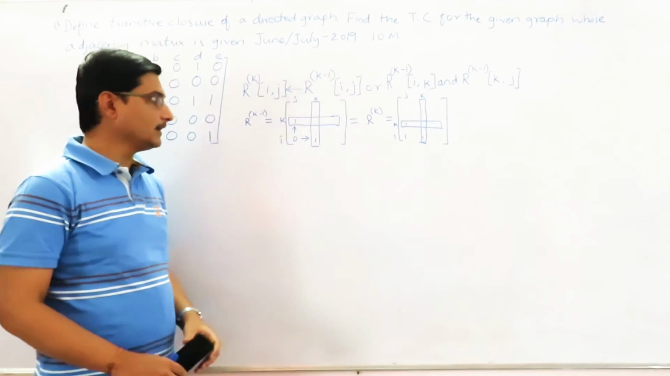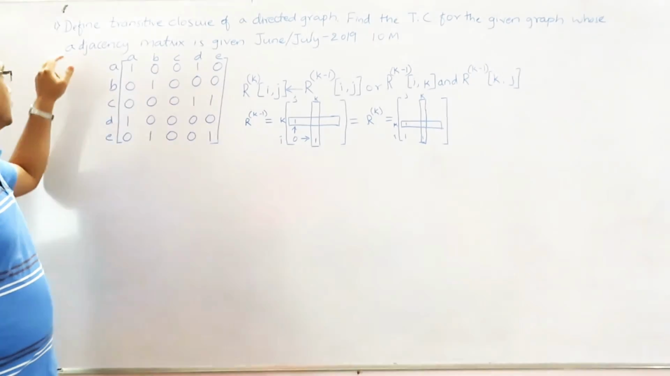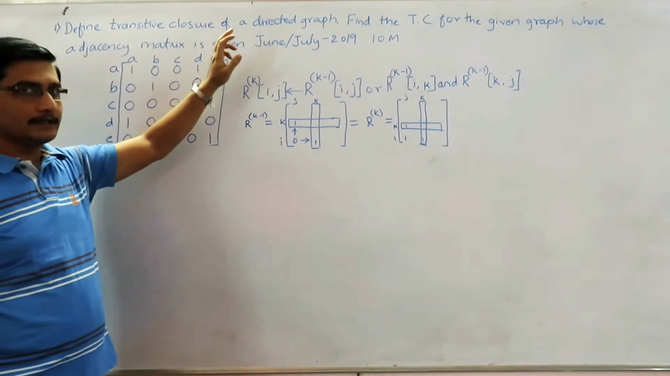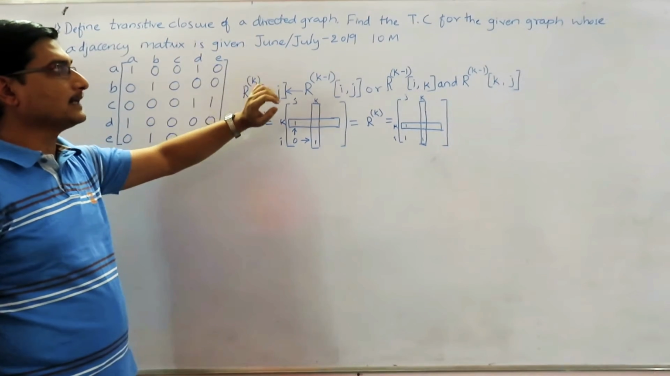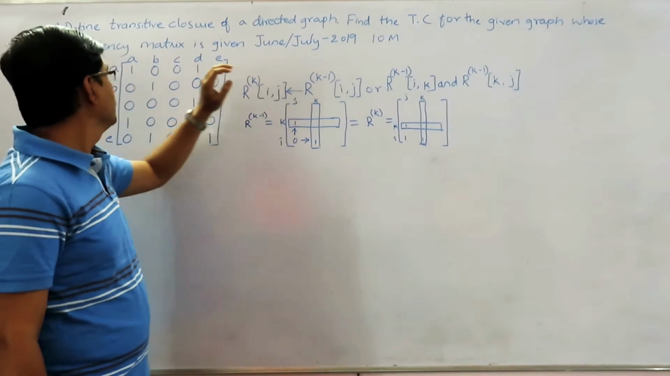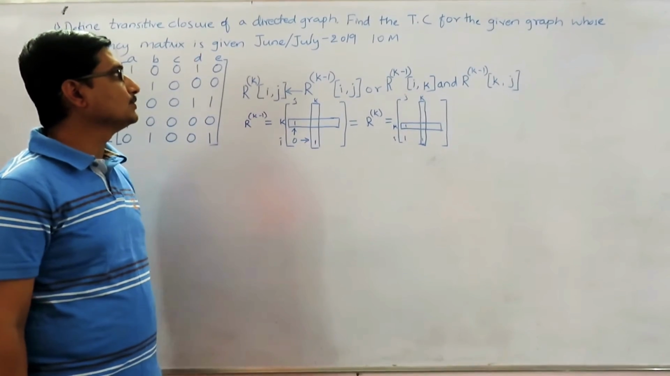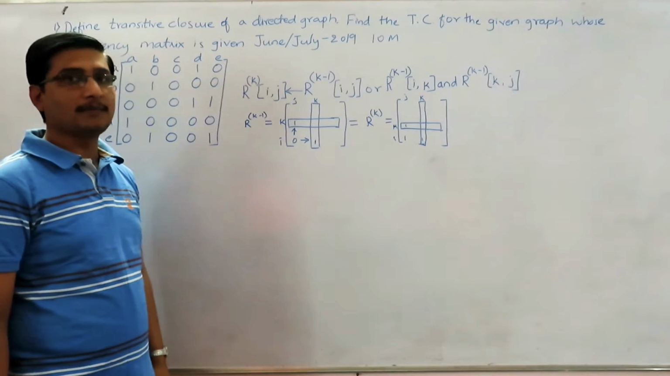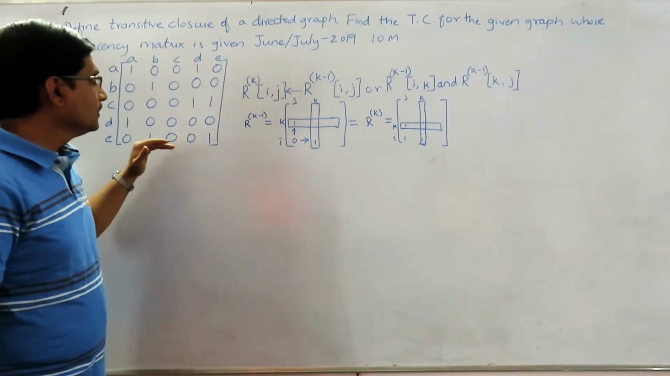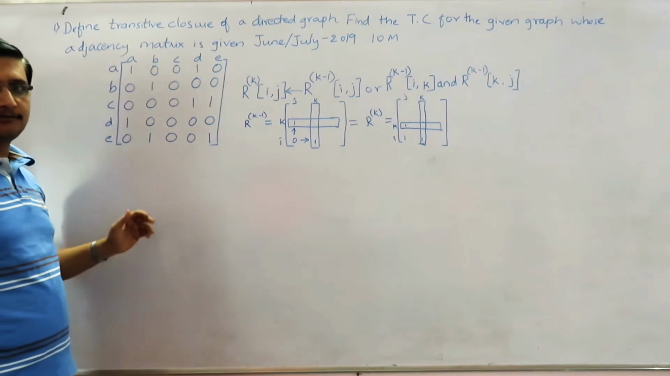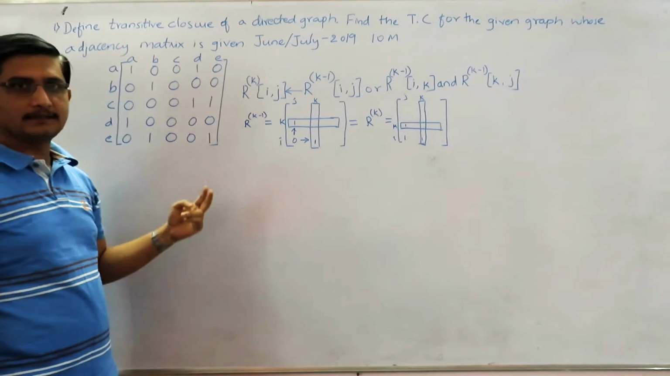Okay, let us take the first problem. The first question is: define transitive closure of a directed graph, and find the transitive closure for the given graph whose adjacency matrix is given. This was asked in July 2019 for 10 marks. Defining the transitive closure of a graph will get you 2 marks.